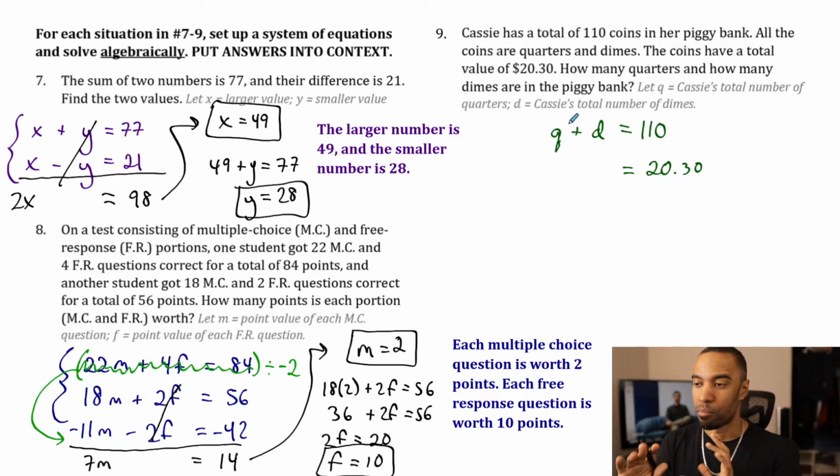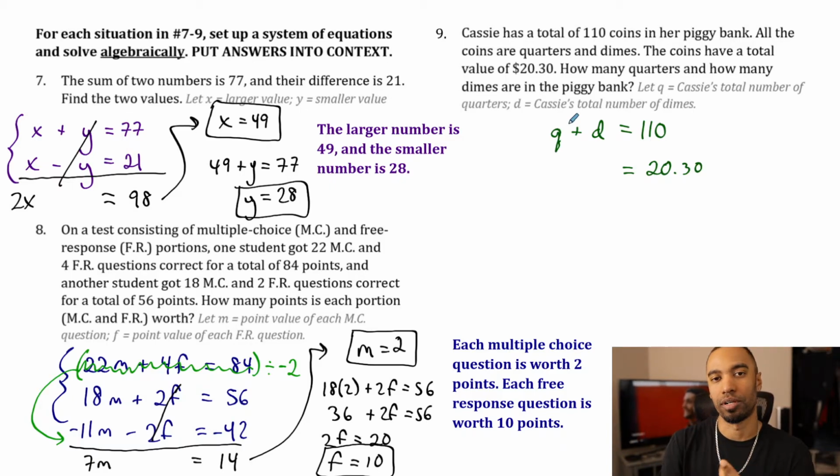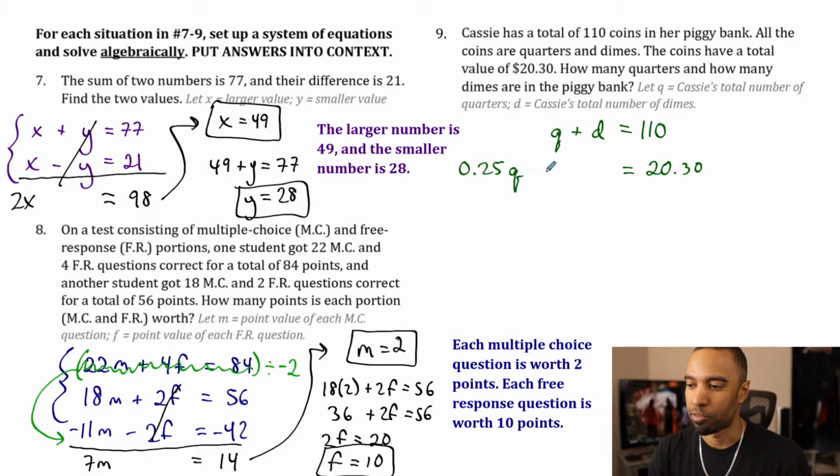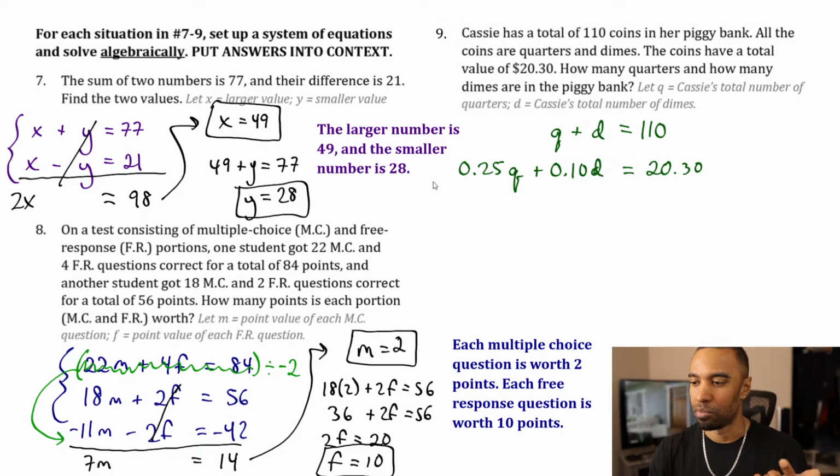That's its value. So if I multiply the value of each quarter by the number of quarters, then I get how much money I have in quarters. The problem with the 25 is I can't just write 25 because this unit is in dollars. This is $20.30. If I write 25 right here, that actually means $25. So I need to make sure it's a decimal, like that, maybe 0.25. When I multiply that by the number of quarters, and then dimes here is 0.10, multiply that by the number of dimes, I'm going to get the total value of all my money. So that is my system right there.